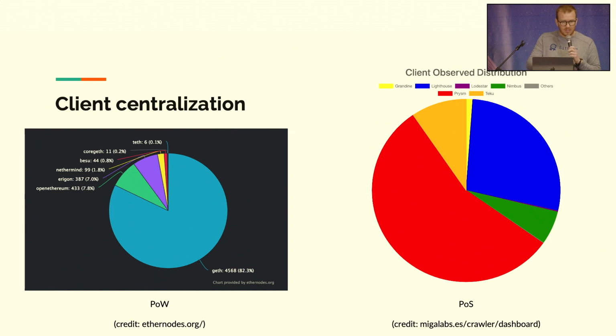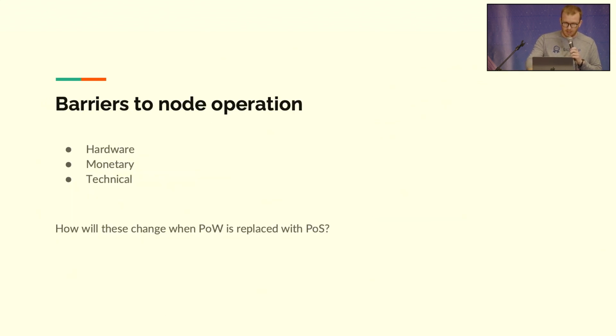So a lot of work to be done in client centralization as well. Now, diving into the node operator centralization problem, which is kind of intertwined with a lot of these. There are three major barriers to running a node and participating as a node operator.